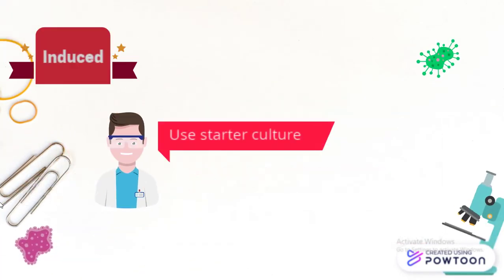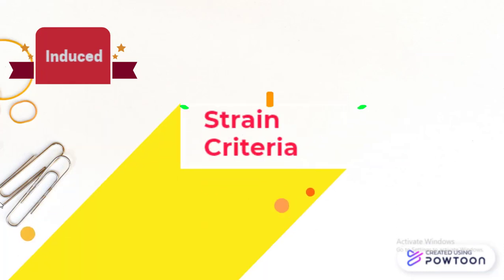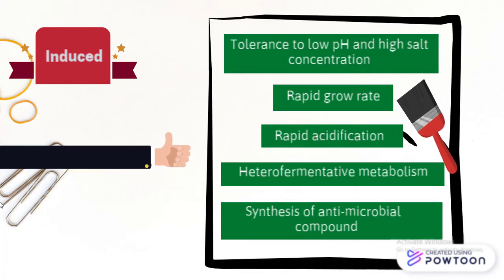For induced fermentation, starter cultures are used to minimize the variation of quality and to ensure the uniformity of the product. The selection criteria must be related to the adaptation of the strain to cabbage material, as well as the tolerance of the strain to low pH value and high salt concentration.